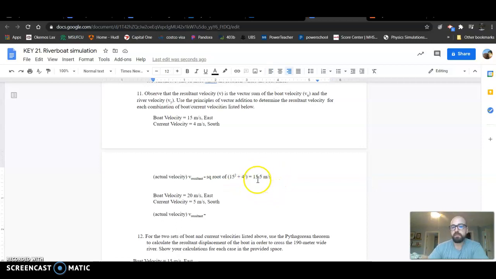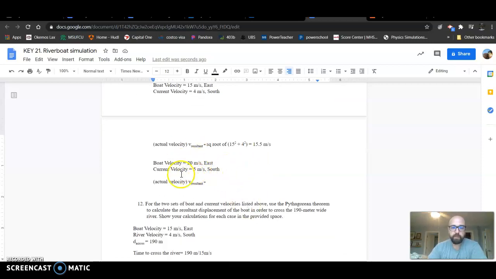What I noticed on some kids' work is that they were putting this in as 15.5 square meters per second squared or stuff like that. So if you think through the math, the velocity is always going to be in meters per second.